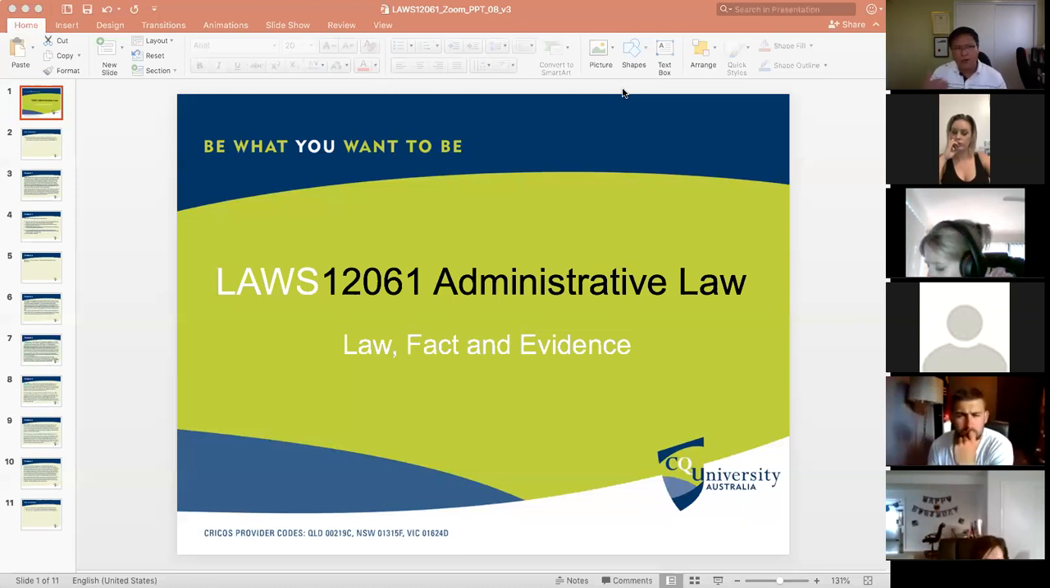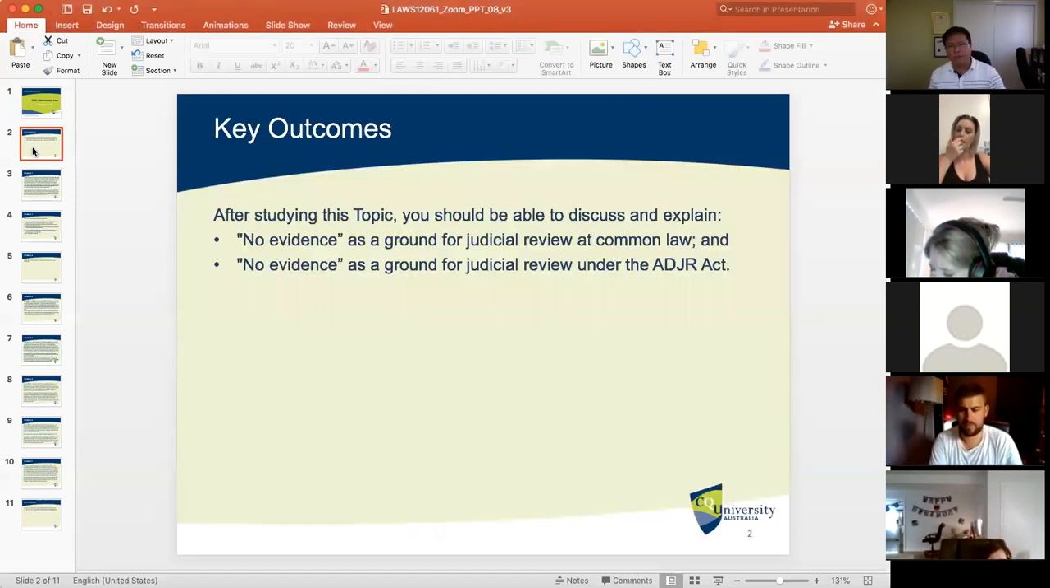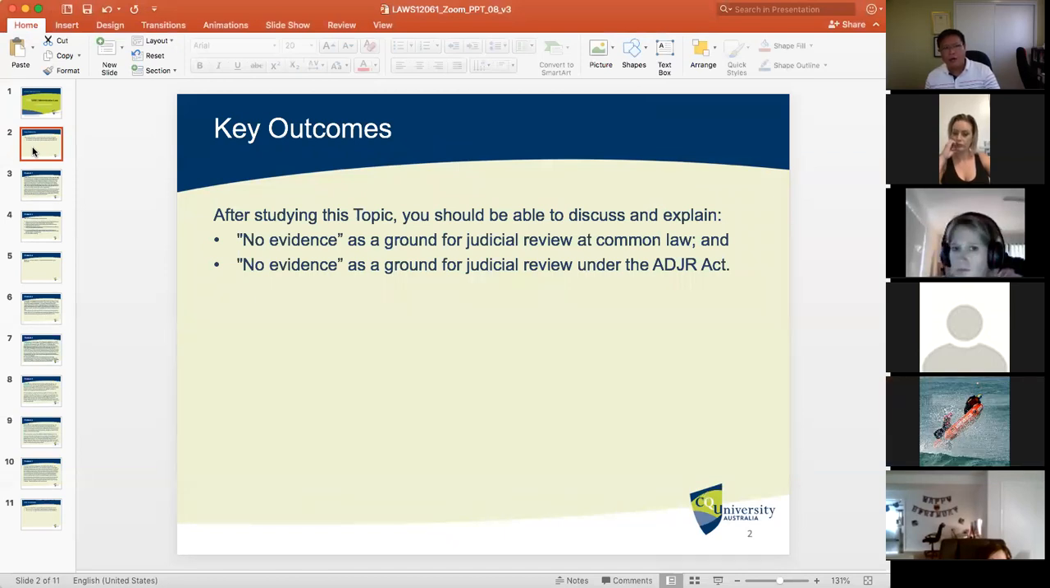So as we go through the discussion questions, I think I prepared 7 of them tonight, you will see that it's a bit more complex. It's in fact very, very complex. So tonight, after studying this topic, you should be able to discuss and explain no evidence as a ground for judicial review of common law, and no evidence as a ground for judicial review under the ADJR Act.